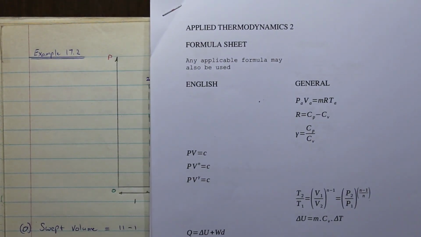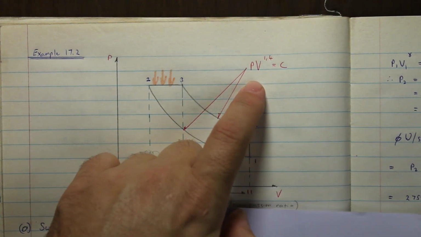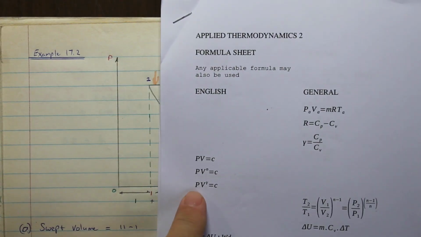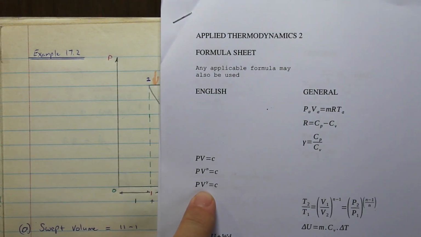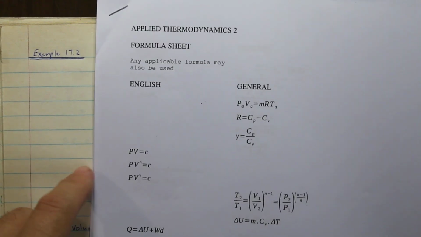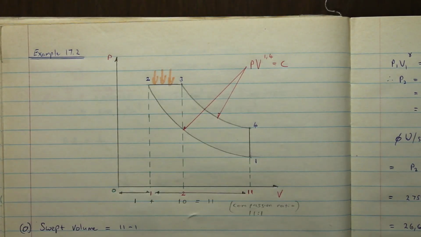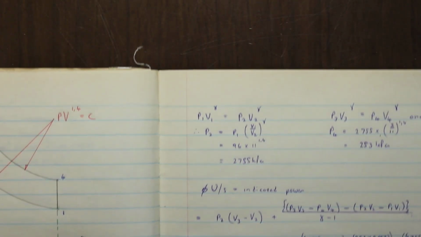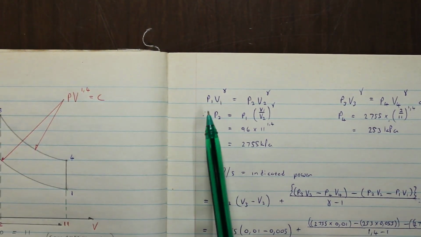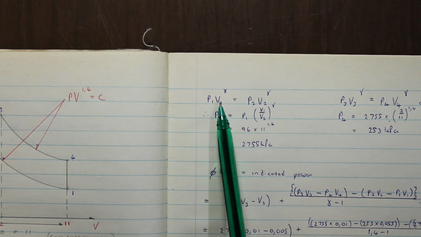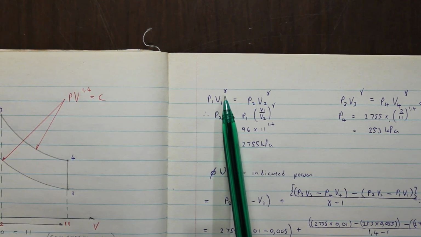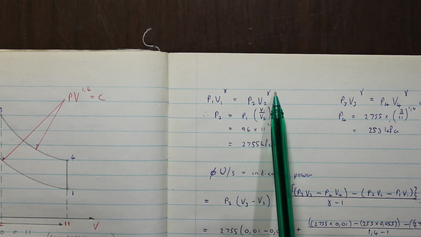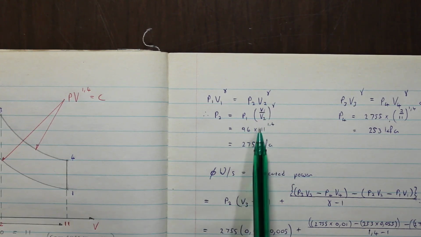So we can use on our formula sheet, and actually it's on the question itself, PV to the power of gamma equals C. All right, so that's on page 1 of the formula sheet. So we're going to use that to calculate the pressure at 0.2. So there, I've got it there. P1 V1 to the power of gamma equals P2 V2 to the power of gamma. And we substitute the values in.